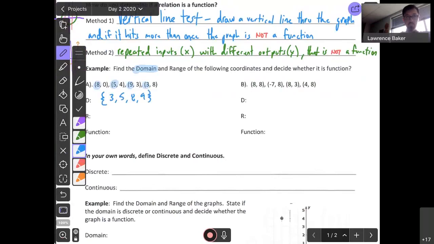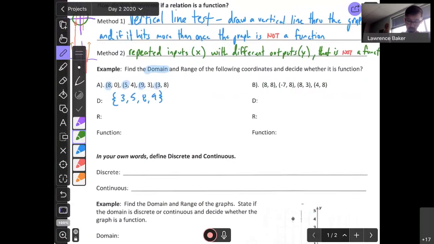Close that up. The range is the y values. So that's my 0, 4, 3, and 8. I didn't repeat any numbers there. I just need to make sure I get them in the right order: 0, 3, 4, and then 8.